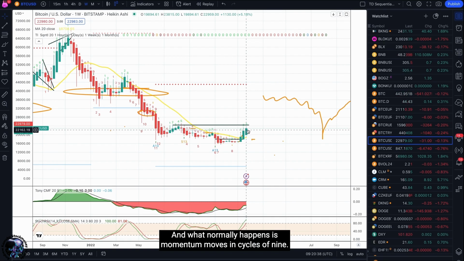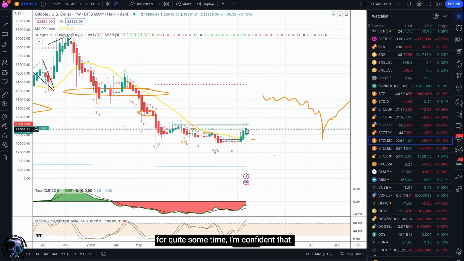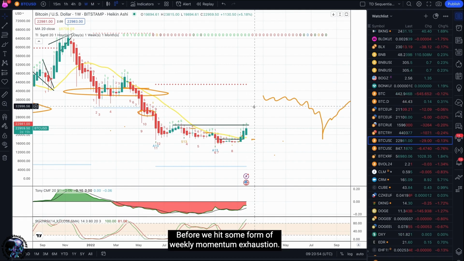And what normally happens is momentum moves in cycles of 9. So I personally, because I have been trading and following the Tom DeMark indicator for quite some time, I'm confident that we might have 6 more weeks of upside to go before we hit some form of weekly momentum exhaustion.